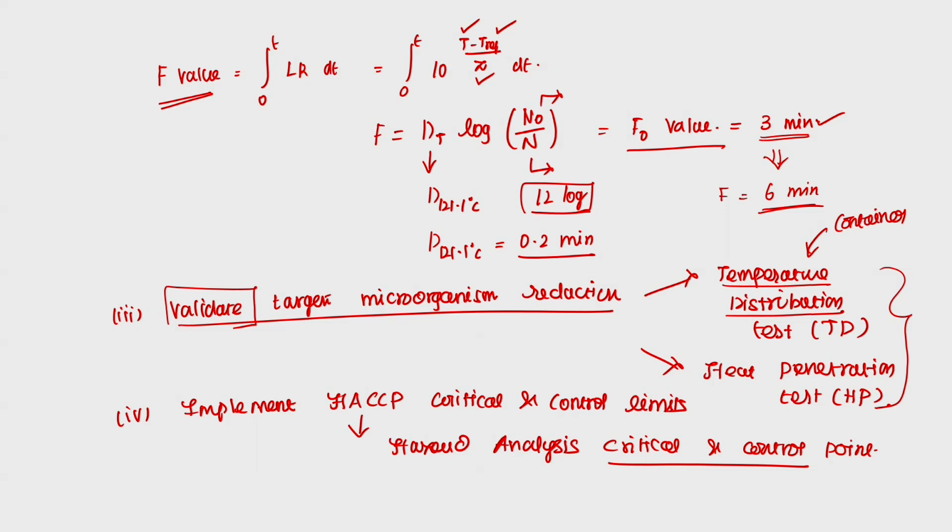So, first I will identify the target microorganism, then the second is to reduce it to a particular log reduction level, the third is to validate the target microorganism log reduction, then implement the critical and control limits, so that my process is always safe when it goes to normal production conditions. Okay. So where we are now, we are going to see validating the target microorganism reduction, right.